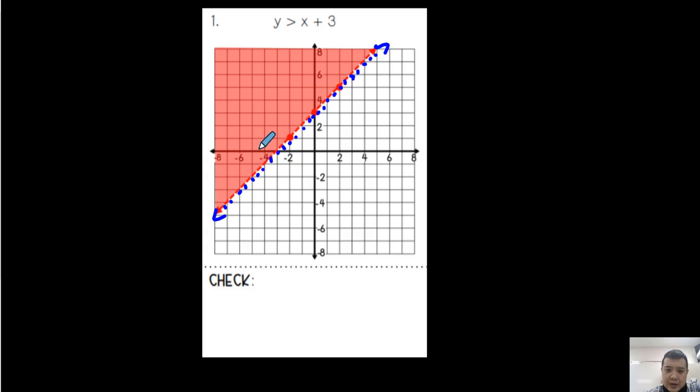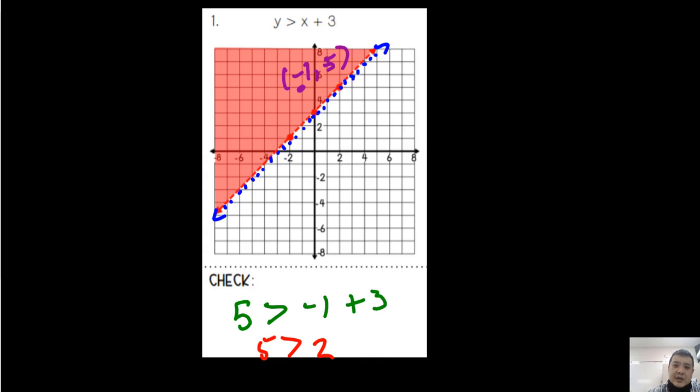So let's plug in negative 1, 5. So this is negative 1, 5. And so to check it, I'm going to plug in negative 1 for x and 5 for y. So it should be 5 is greater than negative 1 plus 3. That gets us 5 is greater than 2, which is a true statement. So we have a good chance that we did it correctly.